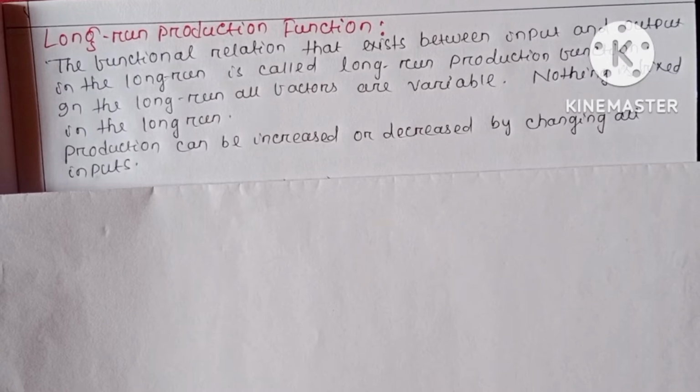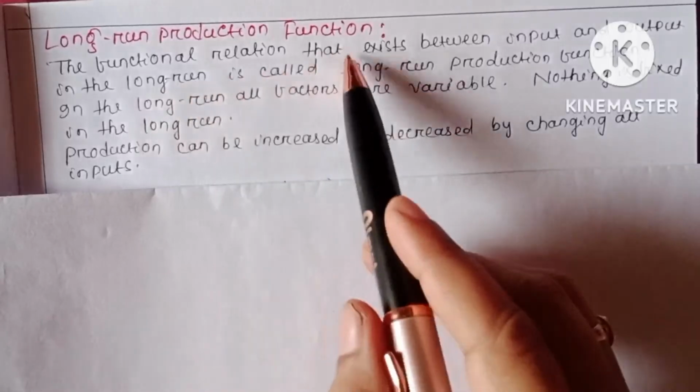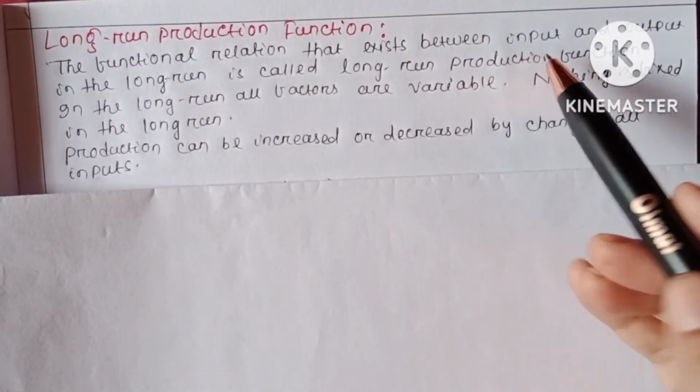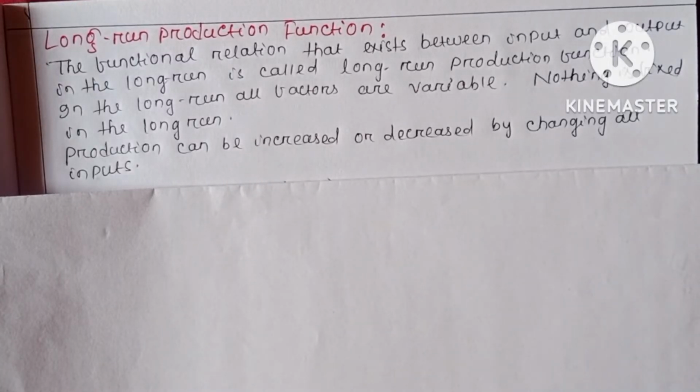Now let's discuss what is long-run production function. The functional relation that exists between physical input and output in the long run is called long-run production function. So it's very simple. There is no need to memorize what is short-run production function and what is long-run production function. If you keep in mind what is short run and what is long run, it becomes very easy for you to say what is long-run production function.